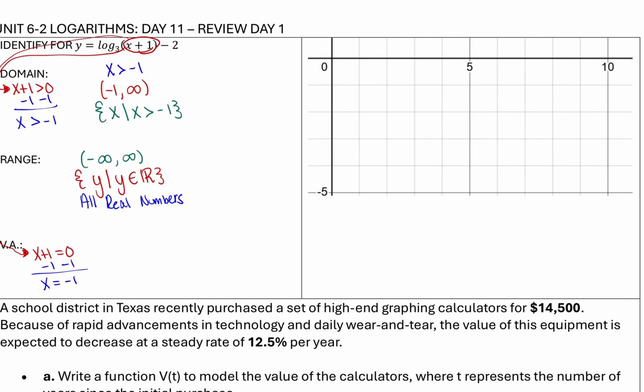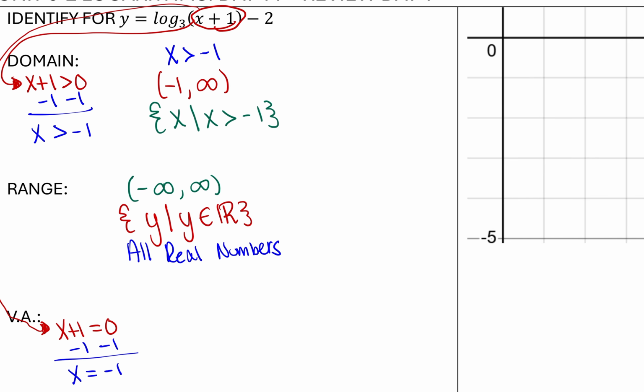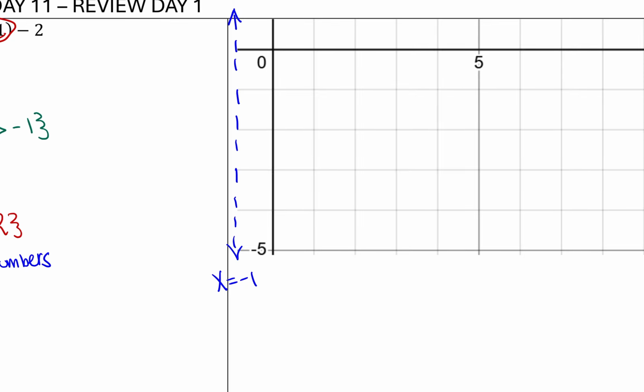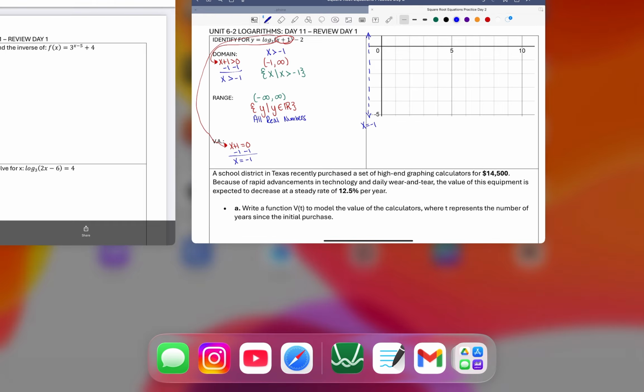So let's go ahead and graph it. Keep in mind that for these little squares, it's all going by ones. So we're going to graph x equals -1 first. So that line is going to be right here. X equals -1. Okay. And from there, we're going to identify at least one, possibly 2 points of accuracy for this function. So let's go ahead and do that.